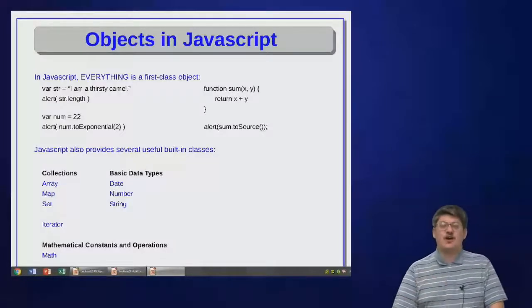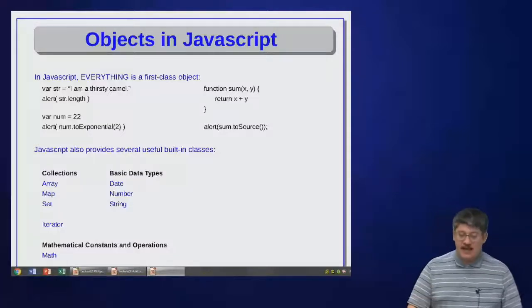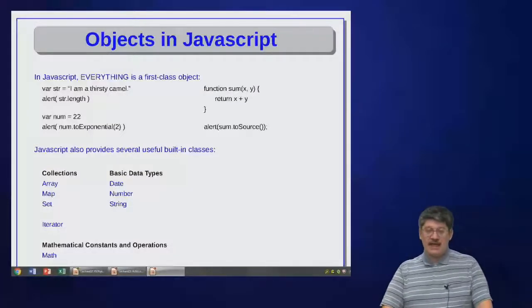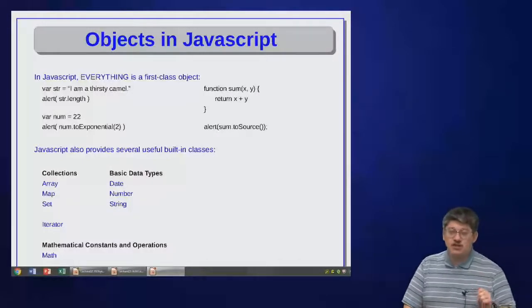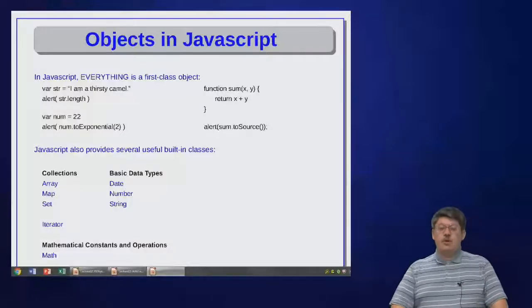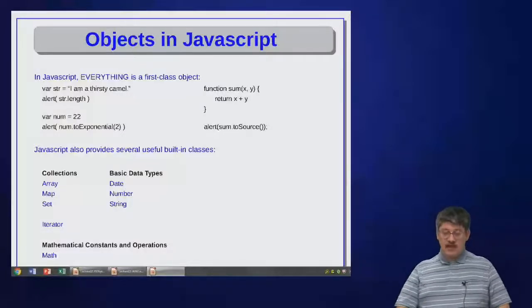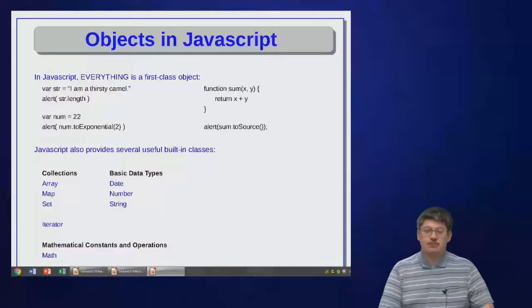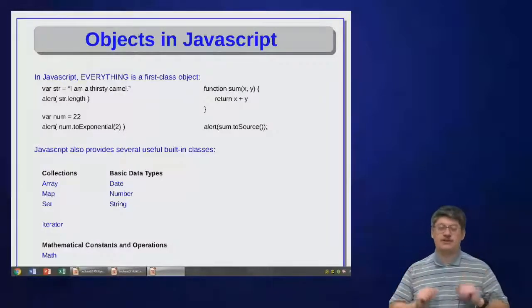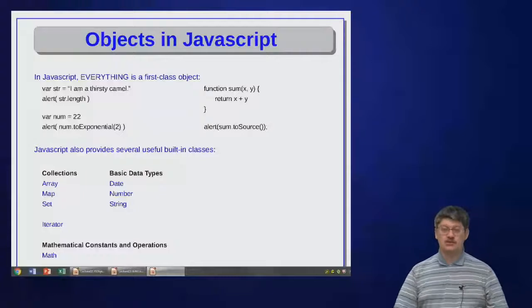Even functions are objects in JavaScript. Over on the right, I have function sum of x comma y, and it returns x plus y. So pretty simple function, but the function itself is an object, and that means that the function can have properties. And one of the methods that a function has and that I can use is the toSource function. So here, I'm using alert to pull up a dialog box that will print out a message, and the message I'm printing is sum.toSource. And that will actually print out the source code for this function.